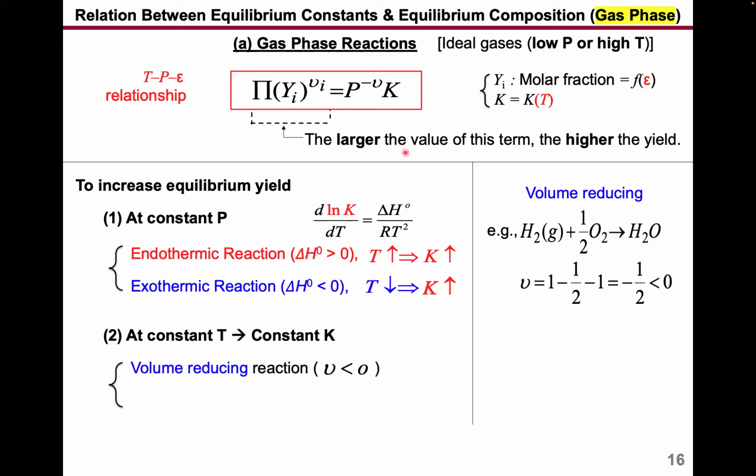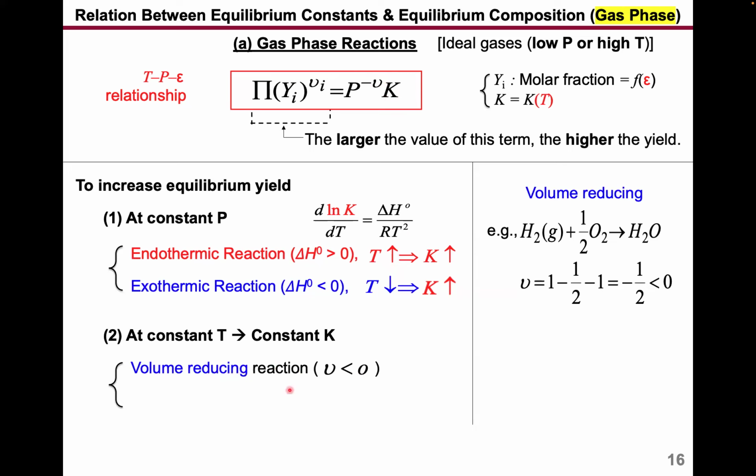Now, let's say you run the reaction at constant temperature. Then your K value is fixed, so your K is not changing. Now you just need to know how you can change this term in order to maximize this whole thing, or maximize the yield. Now this actually depends on the sign of this ν. Remember, this ν is the summation of νi. So we actually have two different types of reaction.